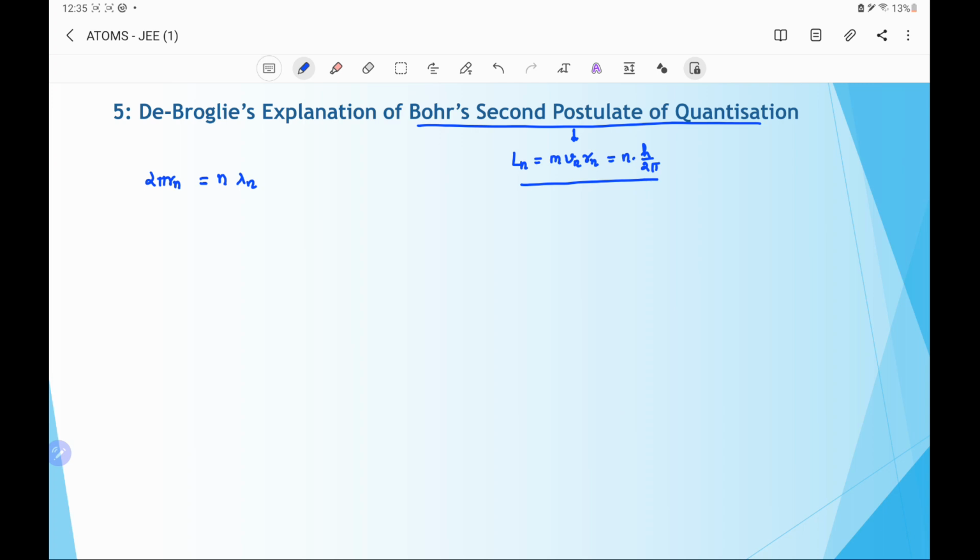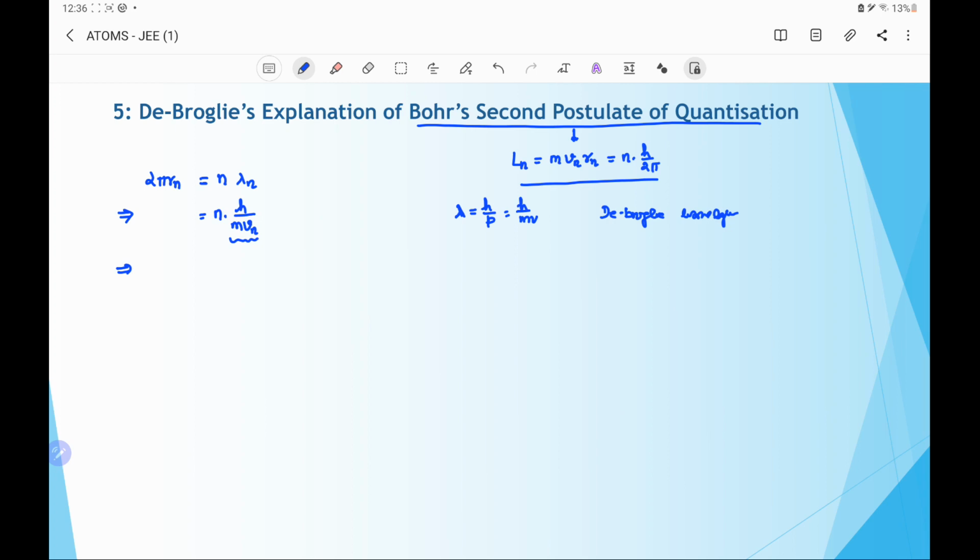As per the de Broglie concept, there is a wave associated with the moving particle and having a wavelength that is given by lambda equal to h by p or h by mv. This is called de Broglie wavelength associated with moving particles. Therefore, this implies that 2 pi Rn equal to n into h by m into vn, velocity of the electron in the nth orbit.